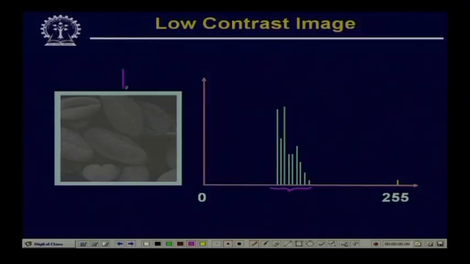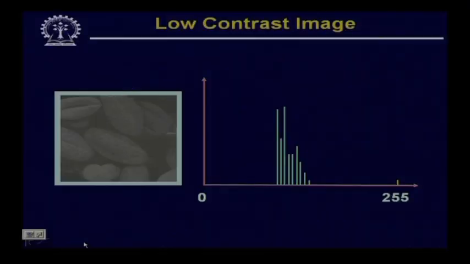So, the image is a medium kind of image, but at the same time the variation of the intensity values of this particular image is very poor. As a result, this image gives a medium kind of appearance, neither very bright nor very low, but at the same time the variation of intensities is not very clear. That means the contrast of the image is very poor.